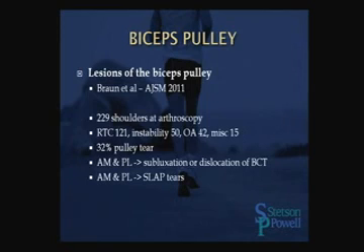There are also these lesions of the biceps pulley. Braun described 229 shoulders at arthroscopy with these pathologies, and he noted that 32% of patients had a pulley tear. The anterior medial and posterior lateral structures cause subluxation or dislocation of the biceps tendon, and they were also highly associated with SLAP tears.